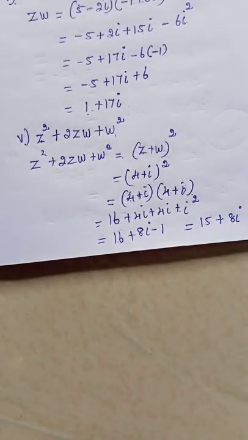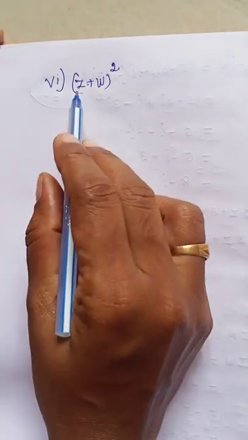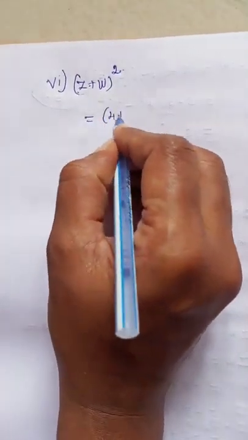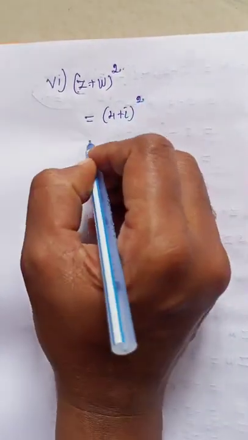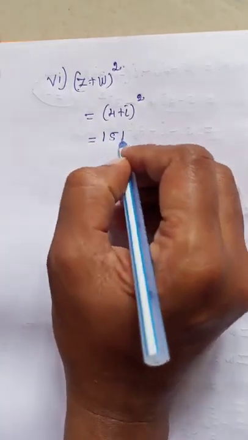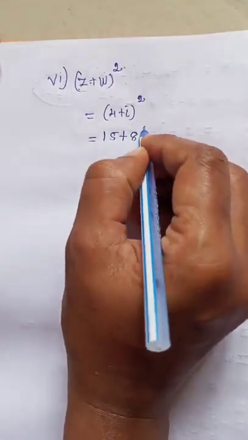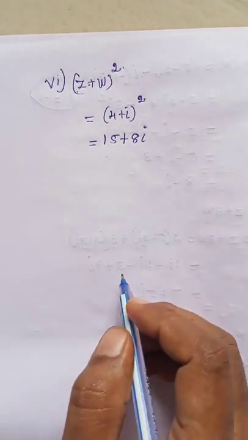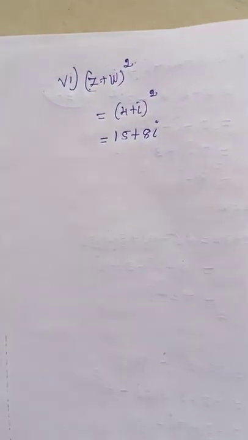Is that clear? See, the next subdivision they have asked Z plus W the whole square. This also I am writing the same, 4 plus i the whole square. There is no need to do it again and again, isn't it? Directly I am writing that is 15 plus 8i, because we did this in the previous subdivision.